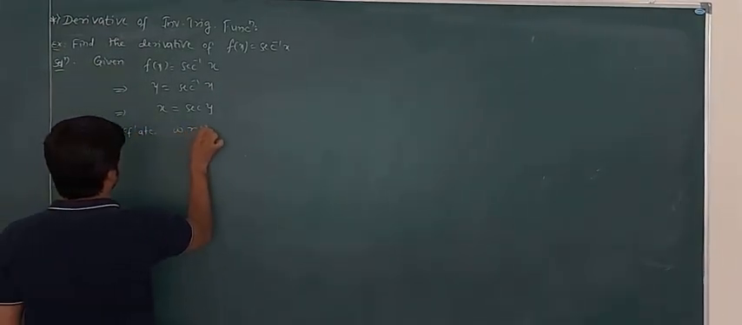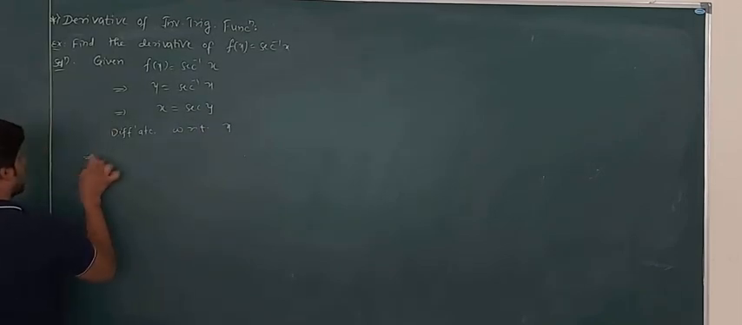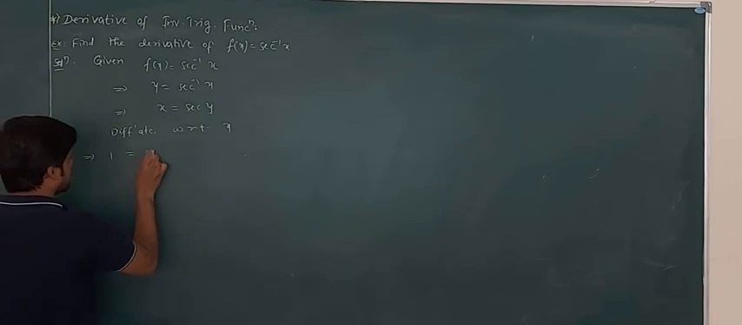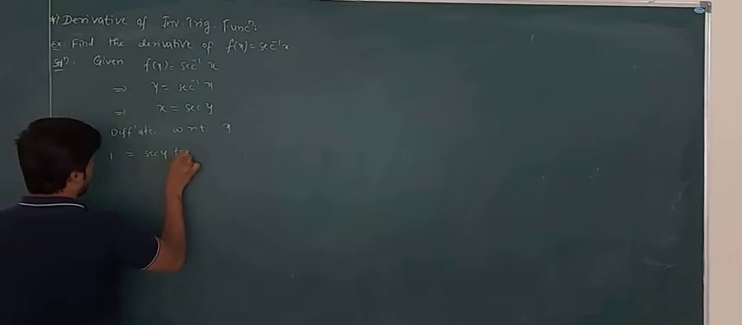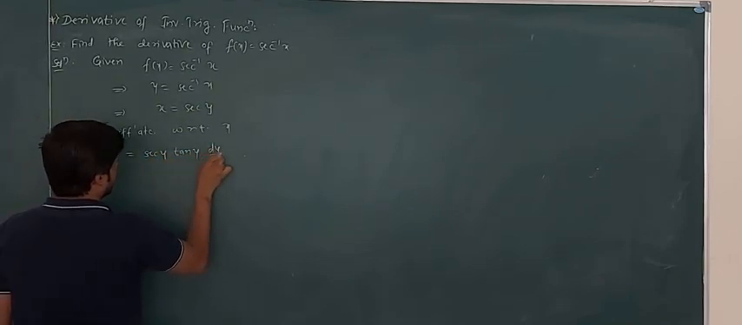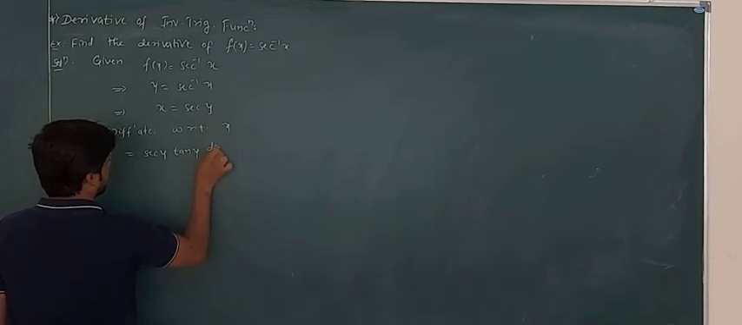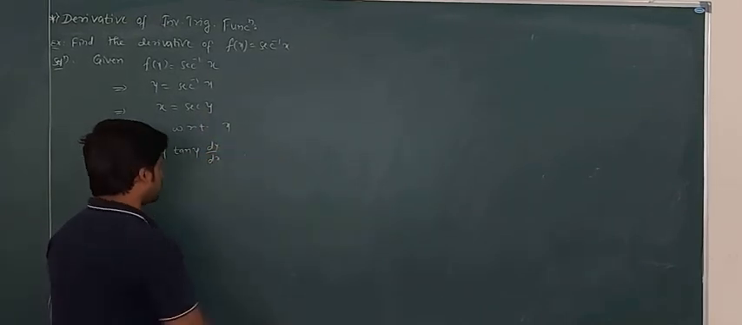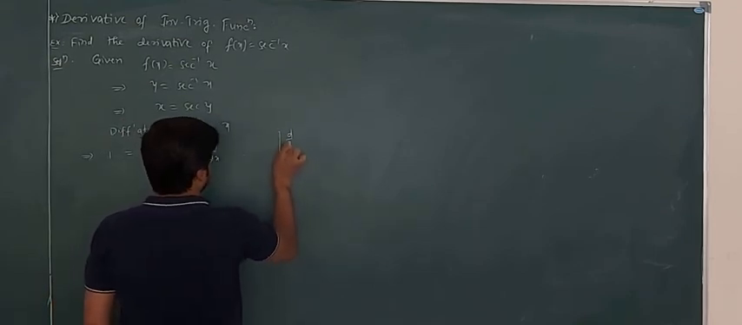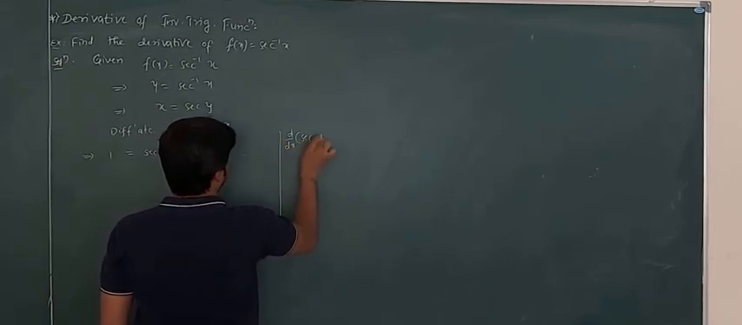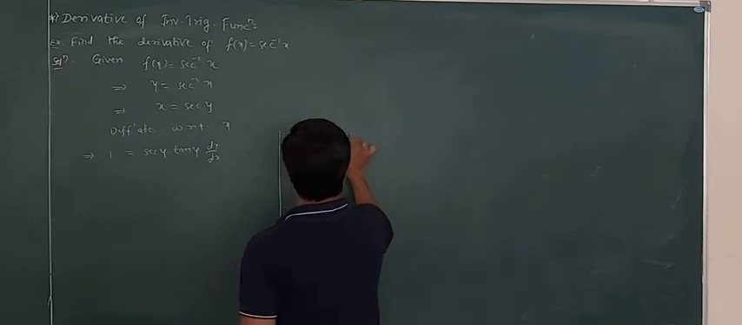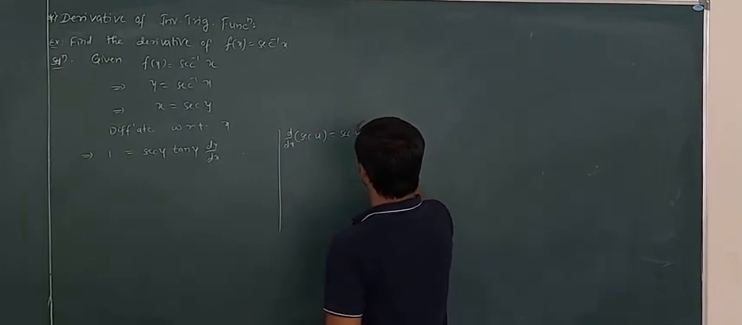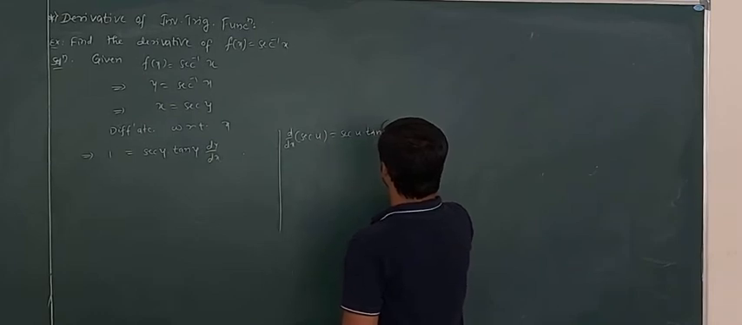with respect to x. We get differentiation of x is 1. Secant y differentiation is secant y into tan y into dy by dx, because we know the differentiation of secant x, d by dx of secant u, that is secant u into tan u into du by dx.